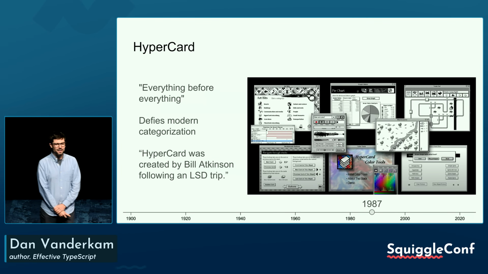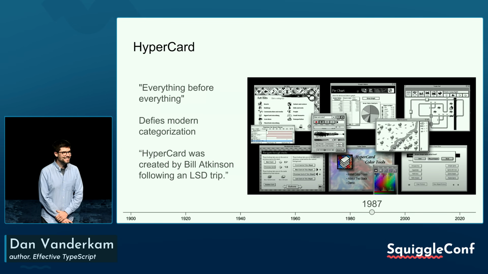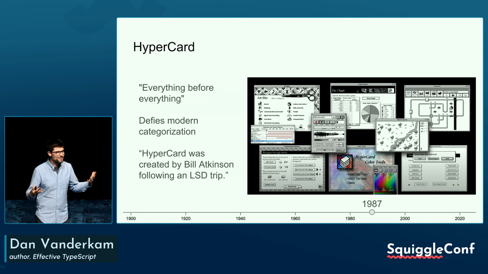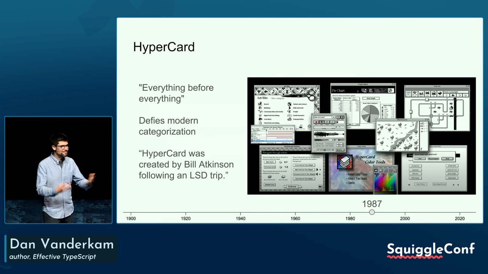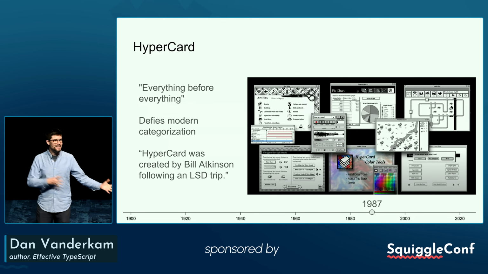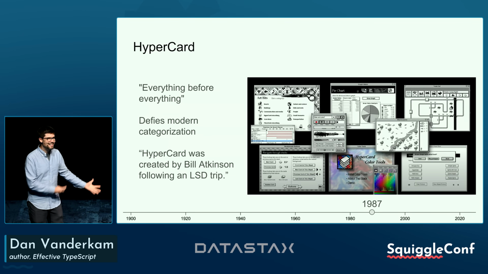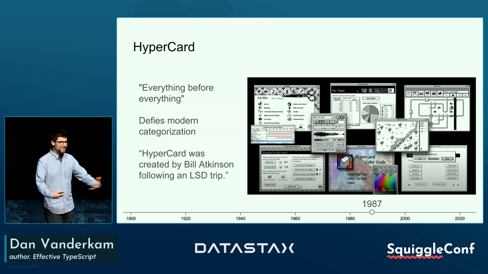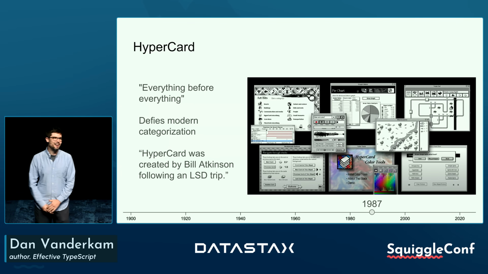The quote I've heard about it was that it was everything before everything. It's sort of hard to categorize what HyperCard was using modern categories of software. It was a little bit PowerPoint, a little bit Excel, a little bit IDE, a little bit web browser, because people just hadn't figured out what those distinct tools were at that time. So it was a little bit of all of them.